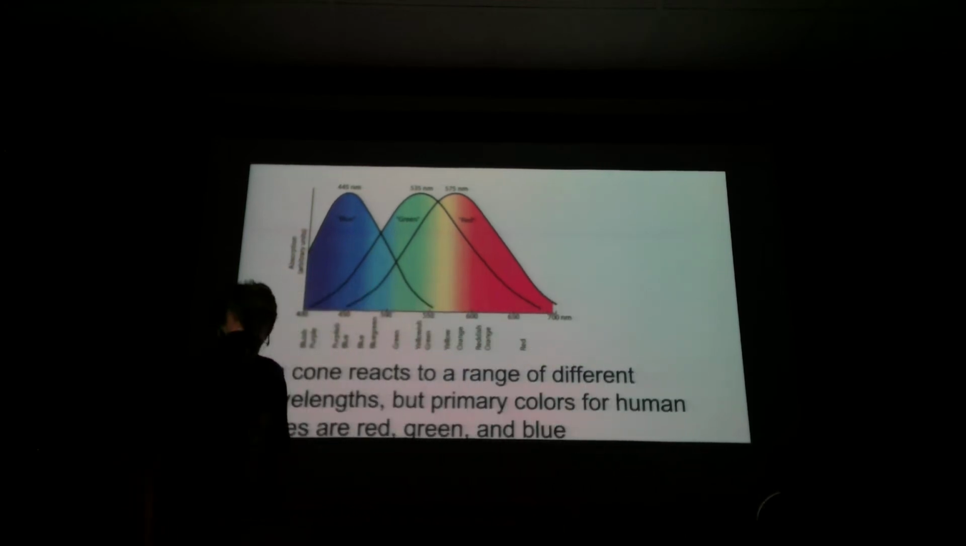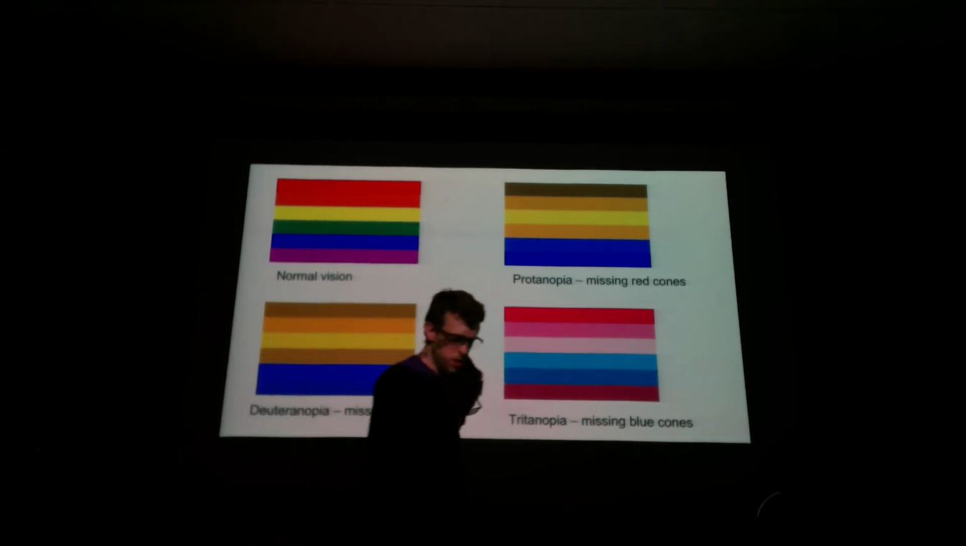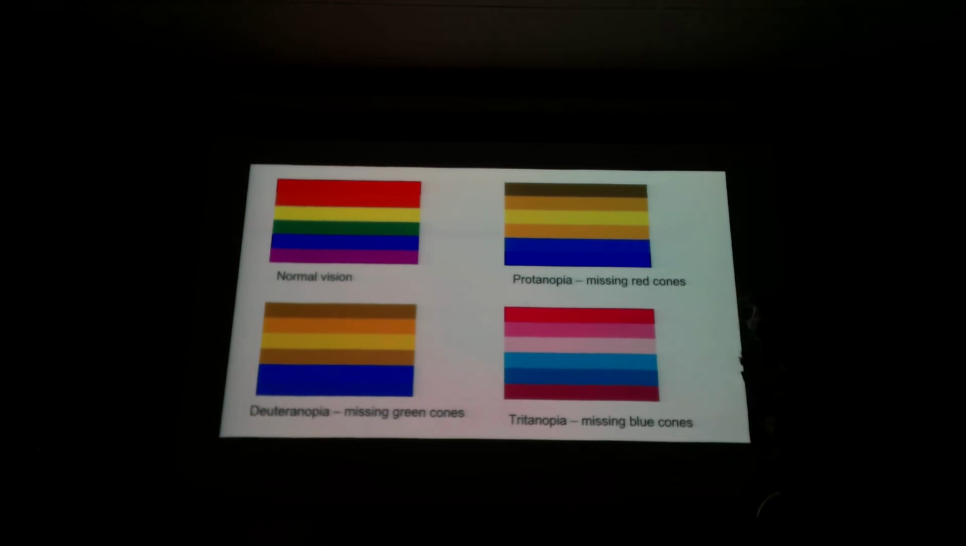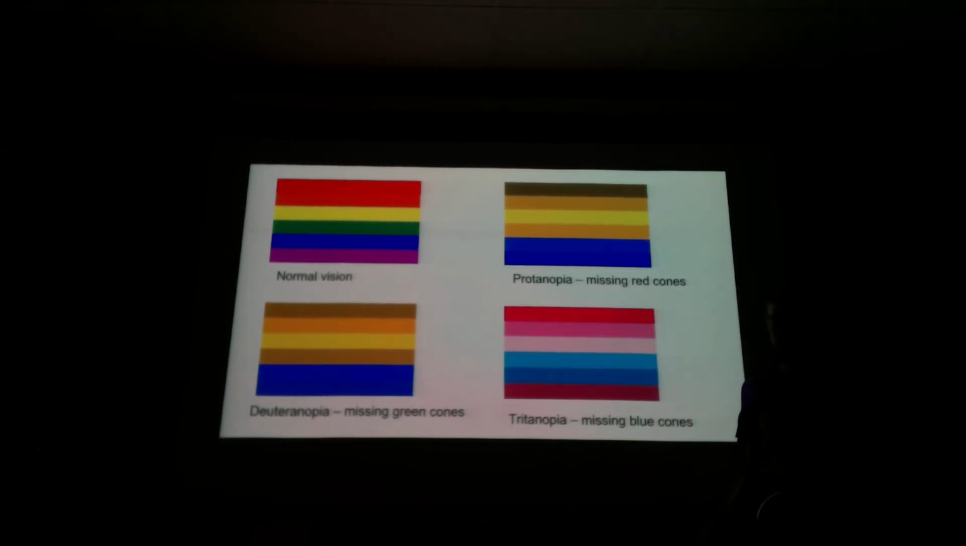So color blindness, we don't really have a way to say this is what it looks like to somebody who's colorblind. But what we can say is that there are three different types of colorblind, actually a few more, but the common ones are just missing one set of cells.